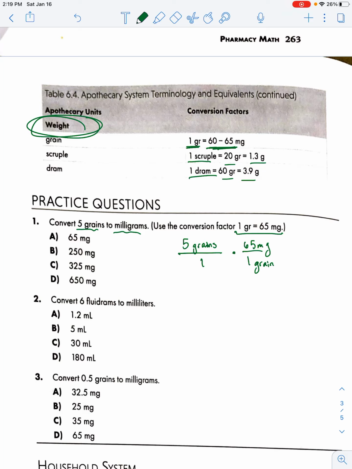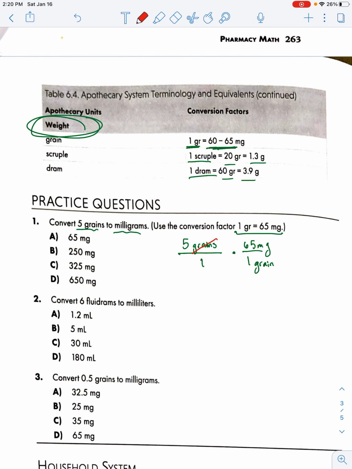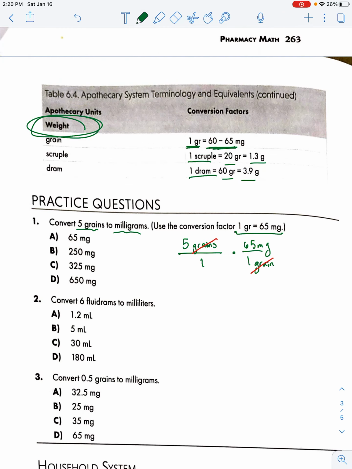Why did I put the grain at the bottom? 1 grain at the bottom. We did that so that the grains unit would cancel. And so now when we multiply straight across, we'll get our answer in milligrams.